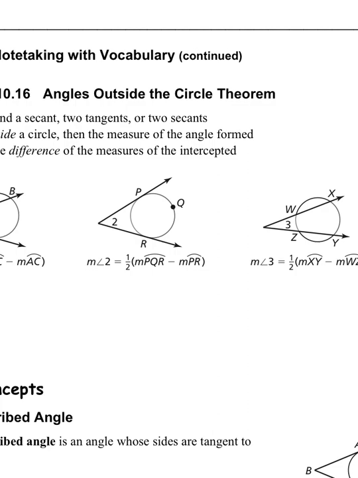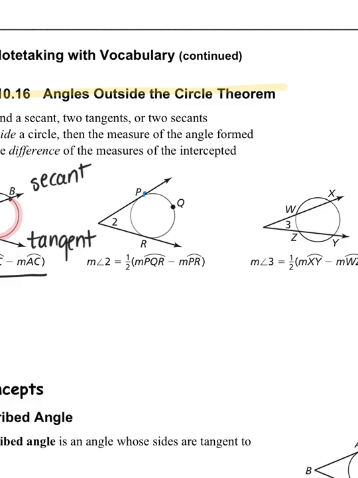Okay, the angles outside the circle theorem. There are different ways you'll see angles coming from outside the circle. The first example would be with one tangent line touching once and one secant line touching twice. So angle 1 is half of the difference of the intercepted arcs. You're going to have to find this bigger arc and then subtract the smaller arc.